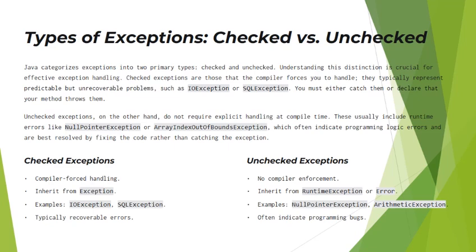Java categorizes exceptions into two primary types: checked and unchecked. Understanding this distinction is crucial for effective exception handling. Checked exceptions are those that the compiler forces you to handle. They typically represent predictable but recoverable problems such as IOException and SQLException. You must either catch them or declare that your method throws them. Unchecked exceptions, on the other hand, do not require explicit handling at compile time.